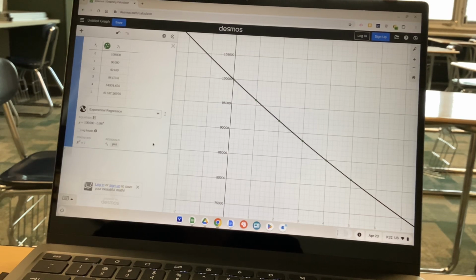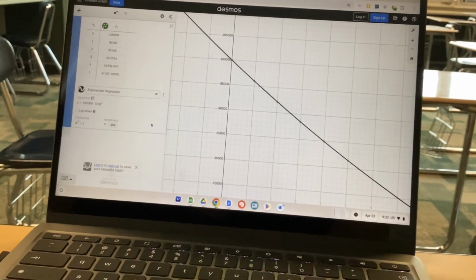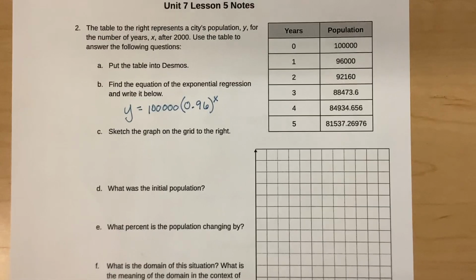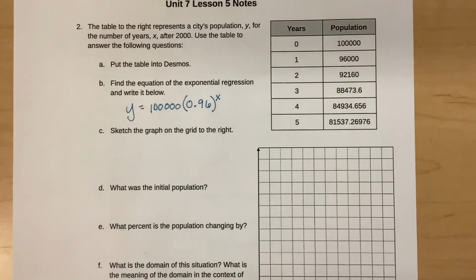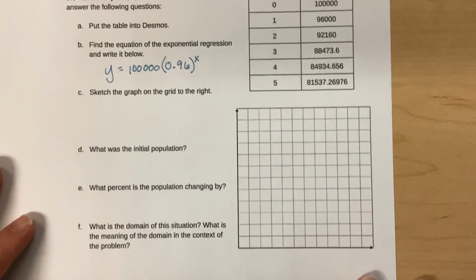Okay, now looking at this, 95, 96, 97, 98, 99. Again, it looks like they're counting by hundreds. Not sure that we will be able to do so, but we will do our best. So let's flip back to the paper. All right, so we have our equation, and now we're going to sketch the graph.